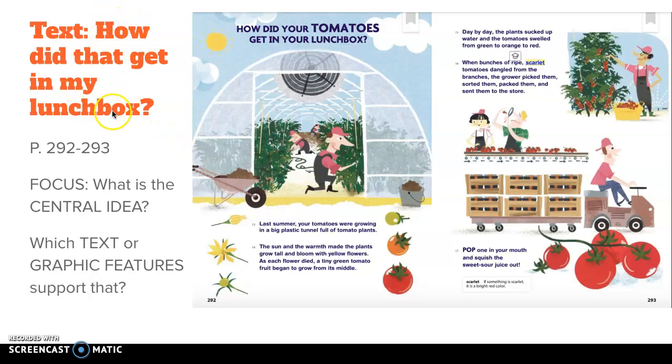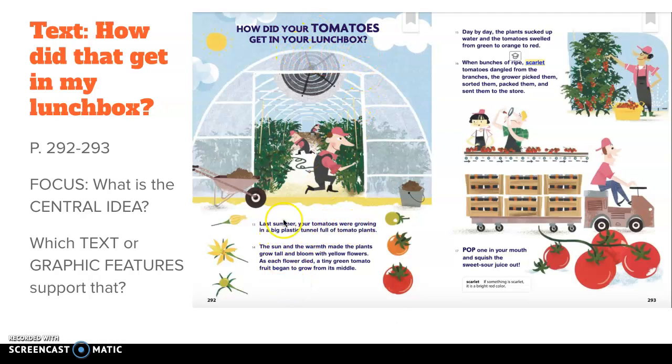How did that get in my lunchbox? Now I want you not only to pay attention to a few text features and graphic features that we see here, but also what is the central idea? And knowing the central idea, which text or graphic features support that?